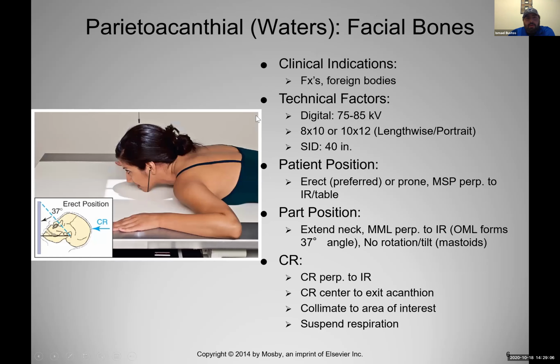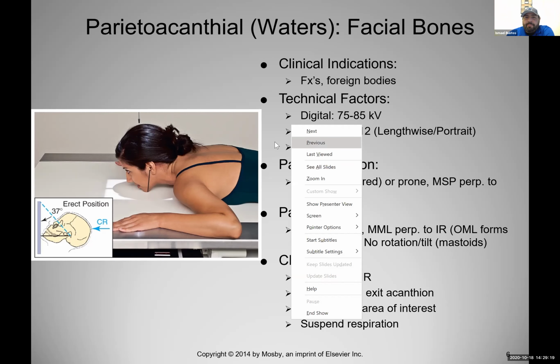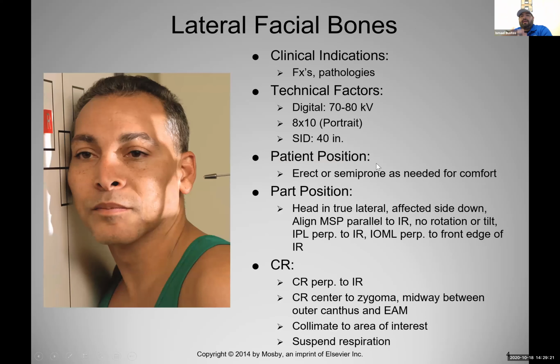Okay. Next projection is the parieto-acanthial Waters projection. Now, when we're looking at facial bones, the lateral, and let me go back to the lateral, kind of gives you some indications of what you're looking for in these projections of the facial bones. So the lateral facial bones is just a general overview of all of the facial bones. You get a lateral view of all of the facial bones, so there's not one particular facial bone that we're concentrating on. It's just a general of everything.